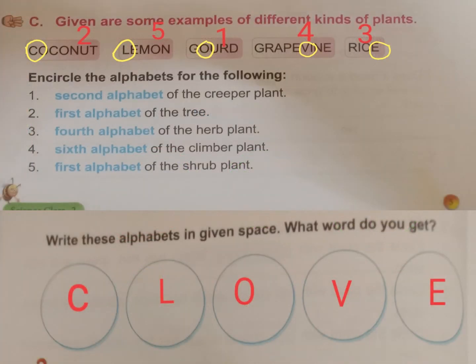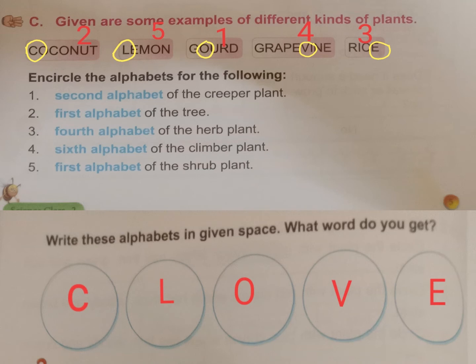Next homework, C. Given are some examples of different kinds of plants. Have you written, children? Yes, I hope you all have written this homework. Now, shall we check? I have given the answer. You can see it on the screen. All of you look at the screen. Encircle the alphabets for the following.